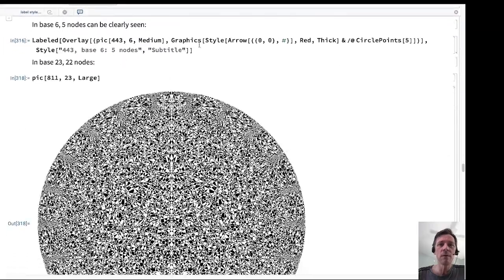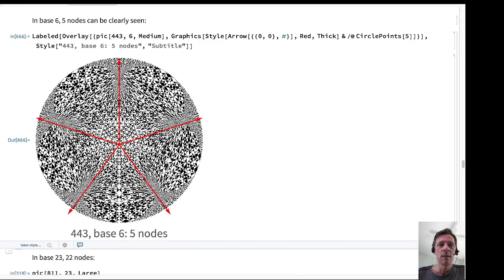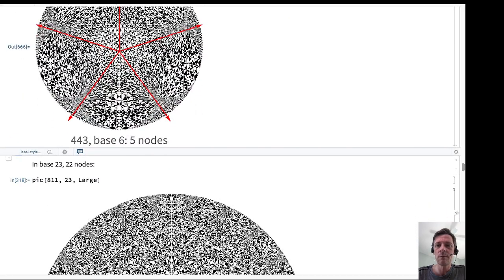In base 6, you can clearly see, sorry, I'm going to hide that one for just a second. Here. In base 6, you can see 5 nodes. Those 5 nodes are evenly distributed.